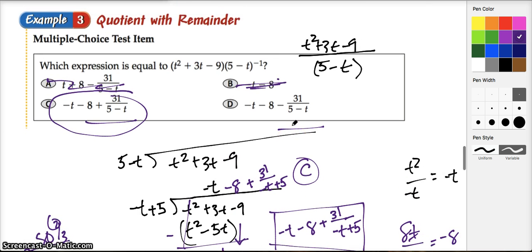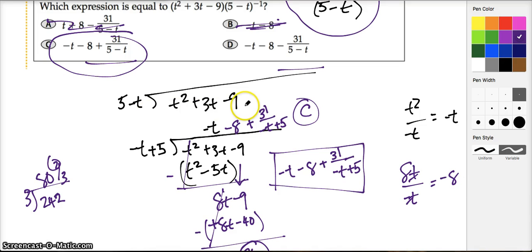I'm going to go back over this really quickly. I want you to notice that we had to utilize our understanding of exponents and recognize that this term was actually dropped into the denominator. When I can write something as a fraction, I know that that's another way of talking about division. So this is a quotient. Really, I'm dividing t squared plus 3t minus 9 by 5 minus t. Over here, I had 5 minus t divided into this.